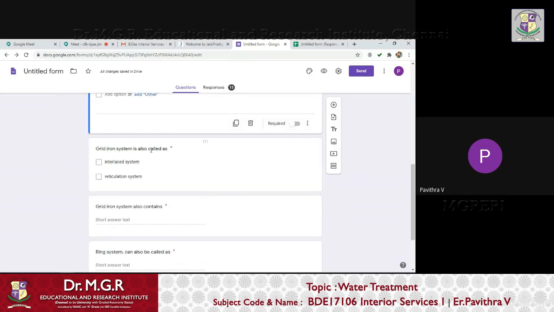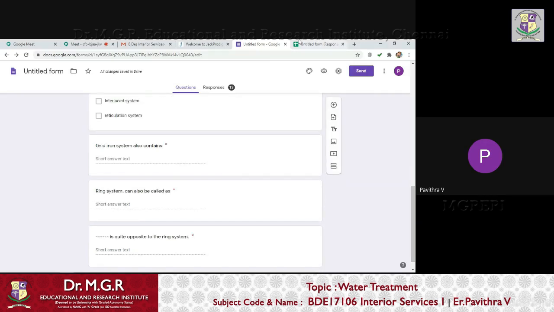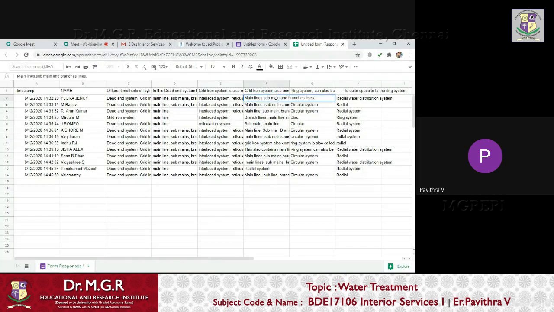And the grid iron system, which is also called as interlaced system and reticulation system, correct? Everyone has given the correct answer. And the grid iron system also contains main, submains and the branch lines. So everyone has given the right answer.